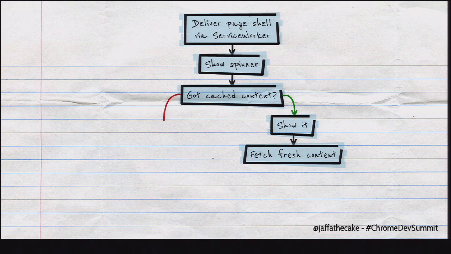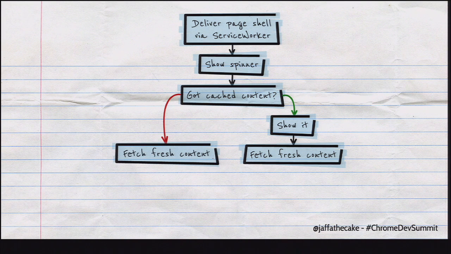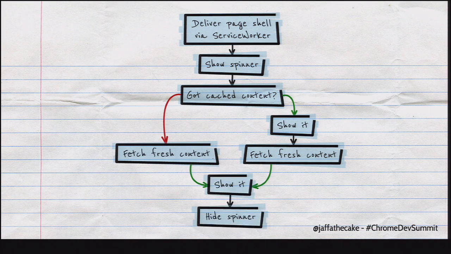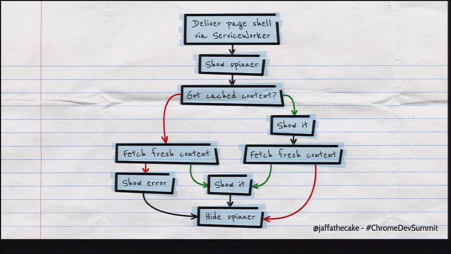If we don't have cached content, that's fine. We'll just go to the network and see if we can get something from there. And once that works, we can show the new content and hide the spinner. If the network request fails and we didn't show any cached content, then that's a shame. We have to show an error message. But if we did show cached content and the network request fails, we can actually fail silently.